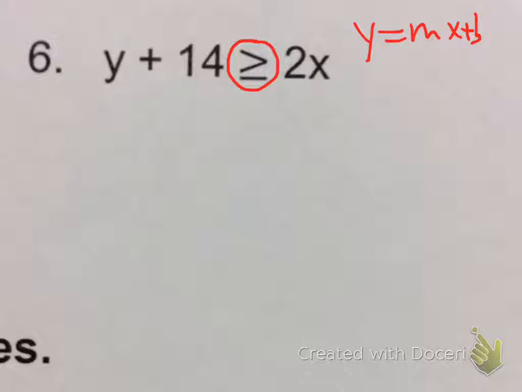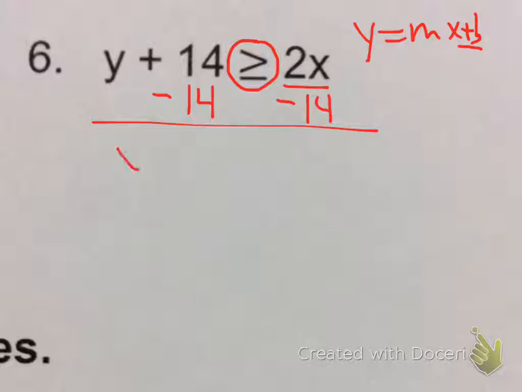So what we're doing is we're getting it in y equals mx plus b form. So I need my x on one side and I need my number on the one side too. So I'm going to get y by itself by subtracting 14 over to the other side.